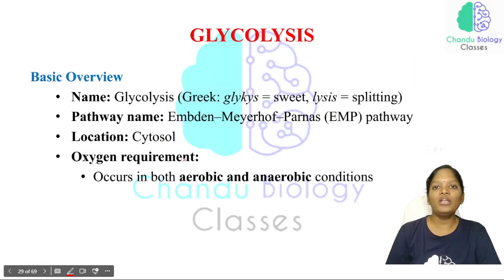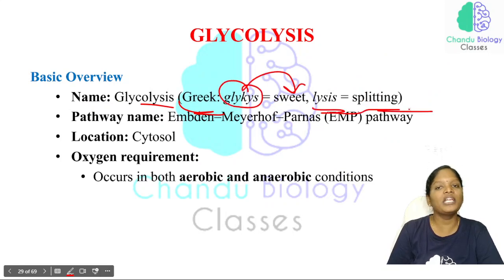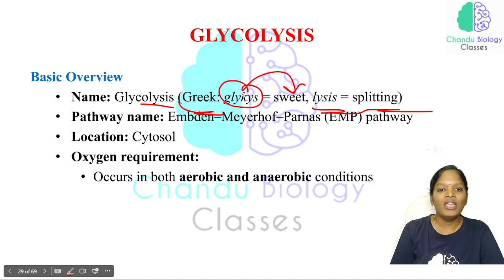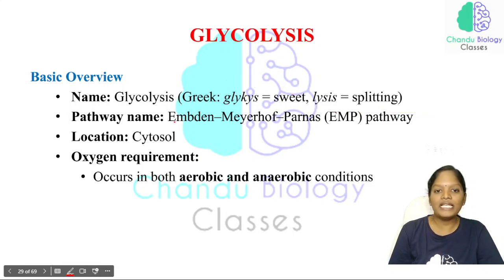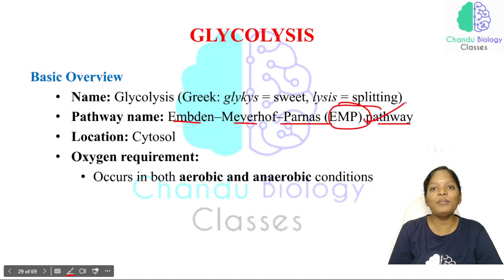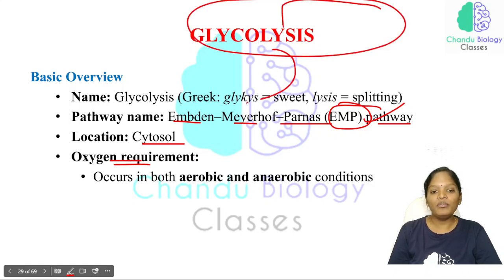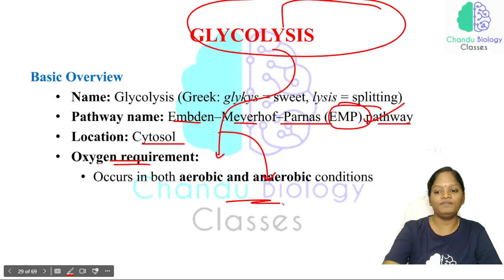Now, a basic overview. In Greek, glyco means sweet and lysis means splitting, which means the carbohydrate is getting split. Glycolysis is also called the Embden-Meyerhof-Parnas pathway, the EMP pathway. It is located in the cytosol. What about the oxygen requirement? Glycolysis takes place in both aerobic as well as anaerobic respiration.